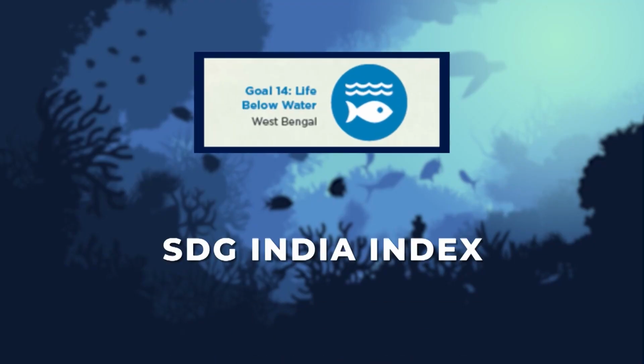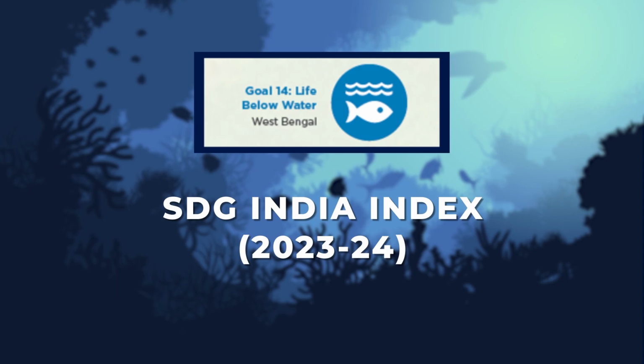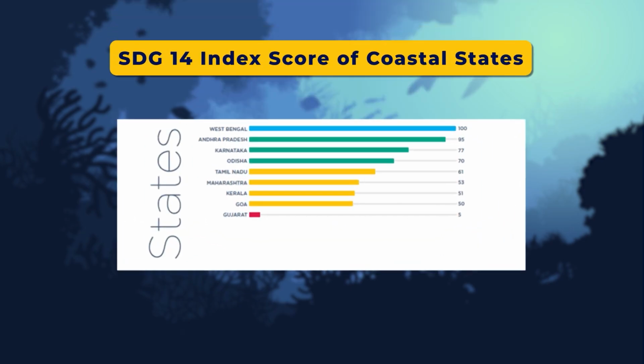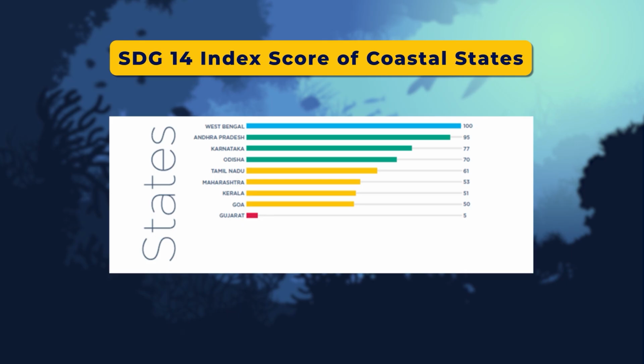So, by implementing such different policies and programs, if you look into the progress by different states, especially the coastal states, you will see, as per the SDG India Index 2024 report, West Bengal is the top performer in the progress of SDG 14, that's life below water. Here you will see West Bengal with a score of 100, it is top, followed by Andhra Pradesh, Karnataka, Odisha, Tamil Nadu. These are the scores of the coastal states.